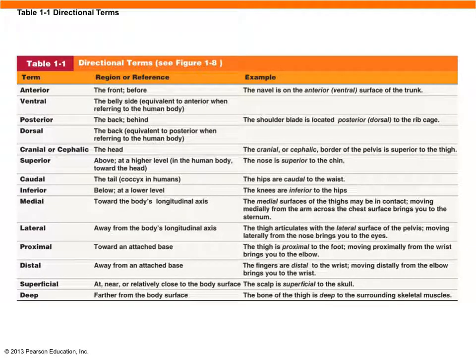That leads us to some general definitions. The first definition is anterior. Anterior means front or before. Ventral is the second, and it means the belly side. It can be equivalent to the anterior, referring to the human body or the front. Posterior means back. Dorsal also means back.